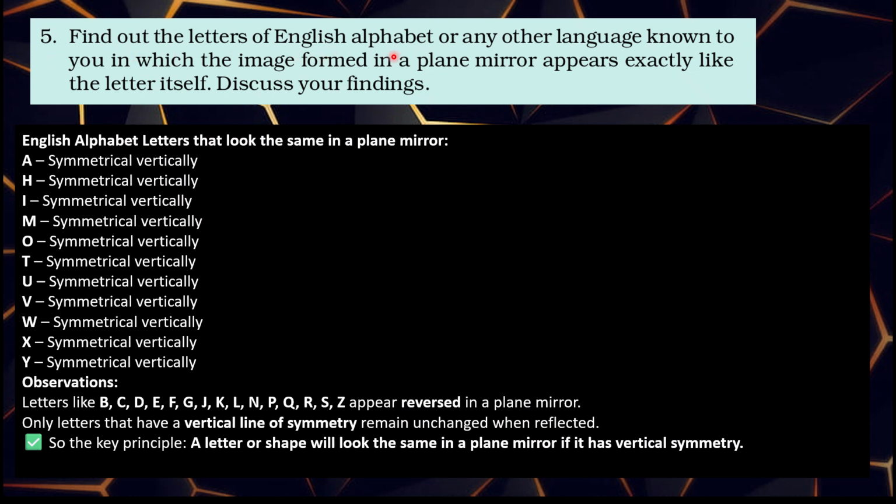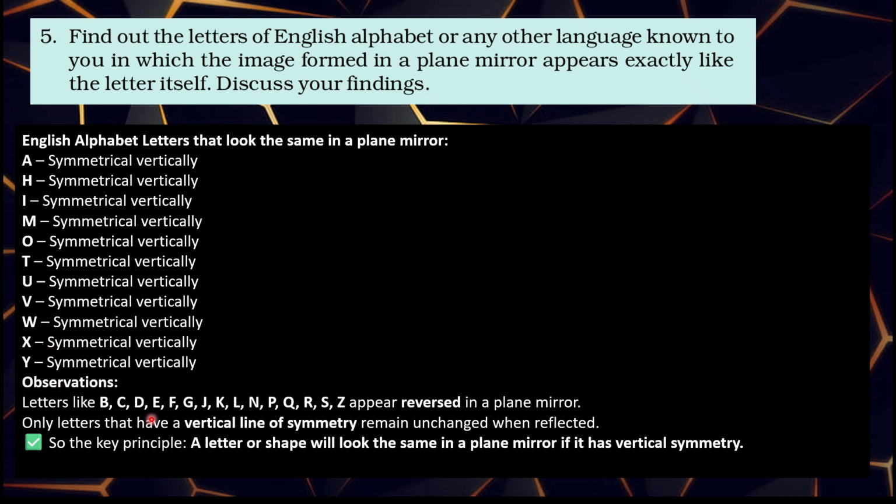Fifth one, find out the letters of the English alphabet or any other language known to you in which the image formed in a plane mirror appears exactly like the letter itself. Discuss your findings. English alphabet letters that look the same in the plane mirror. A. Symmetric vertically: H, I, M, O, T, U, V, W, X, Y.